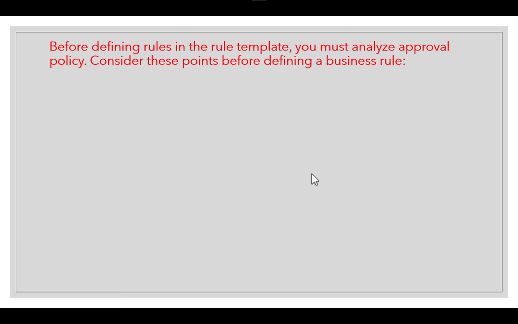Before defining the rules in the rule template, you must analyze the approval policy. You have to consider these points before defining business rules. It's like a questionnaire: what is your requirement to set up or to start your approval implementations? First thing, which transactions require approval? For example, addition, retirement, transfer, and so on. You have to know who approves transactions in your organization.